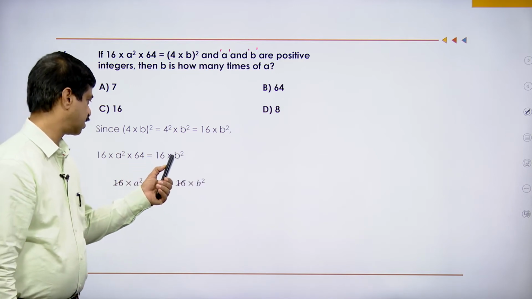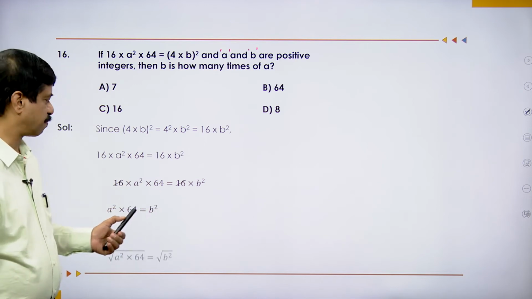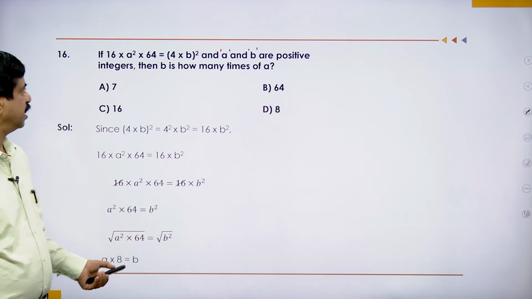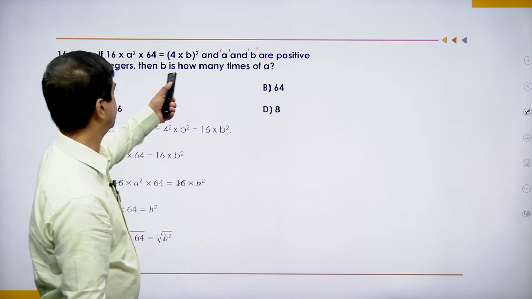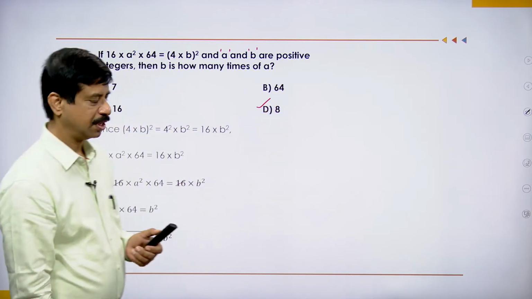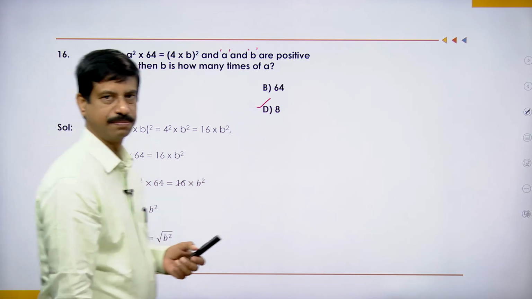So if you apply square root, you will be getting square root here. You will be getting 8a equal to b. So b equals 8a times. So b is how many times a? It is 8 times, right? So this is how you need to work on. Please note it fast, quick.